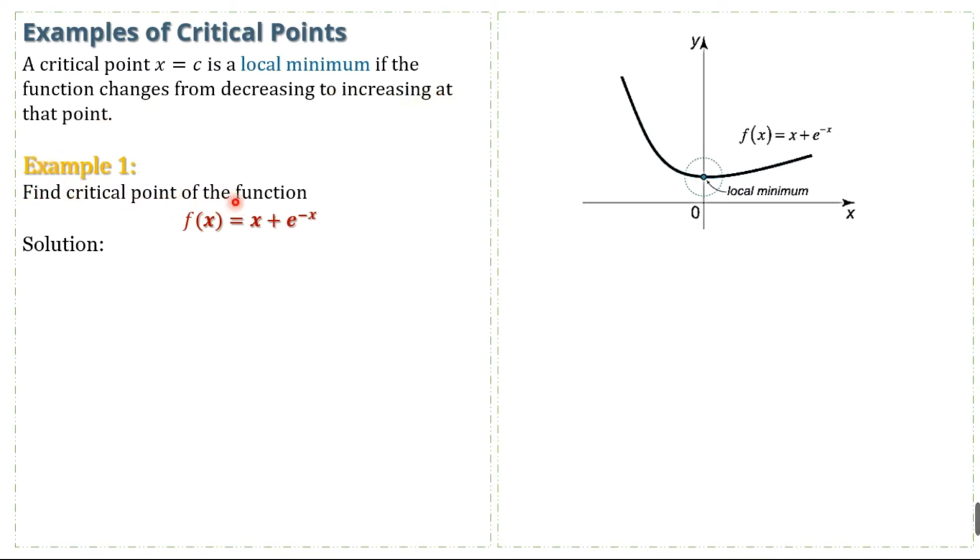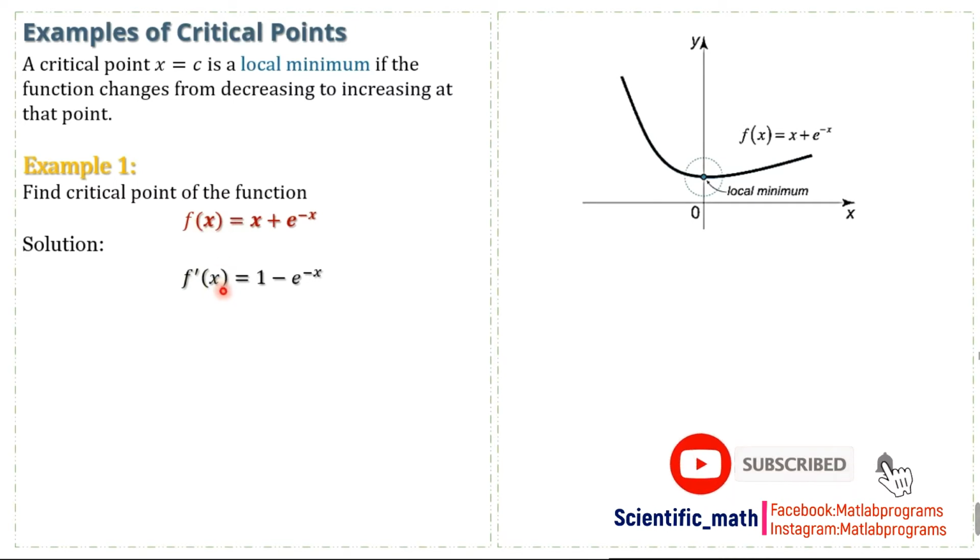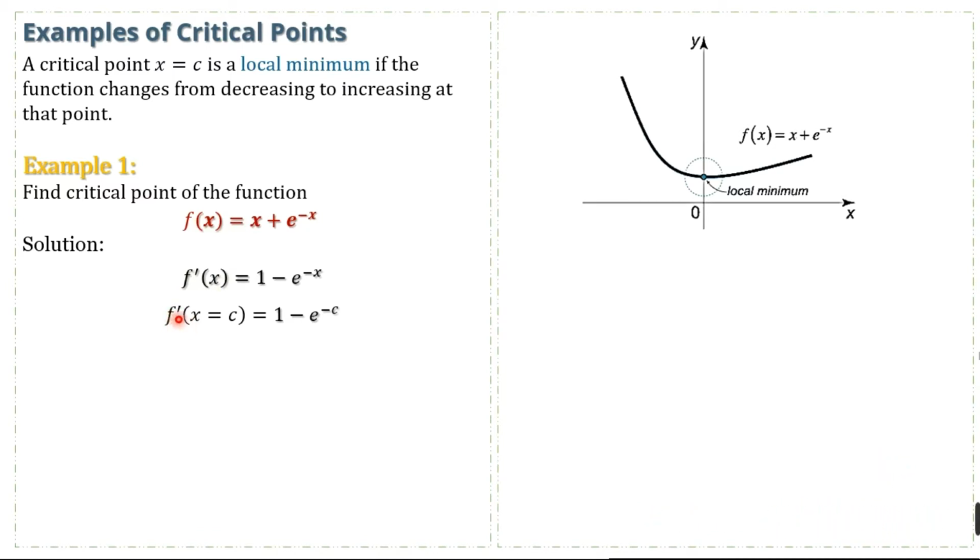Find the critical point of the function f of x is equal to e to the power x plus e to the power minus x. Solution. First we find the derivative of this function and then we replace x with c. So this is the derivative of this function. Now we replace x with c and put the derivative of the function at c equal to 0, and now we do some simplification, that is, 1 is equal to e to the power minus c.